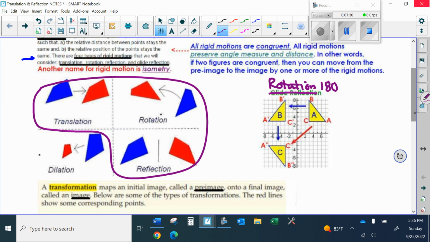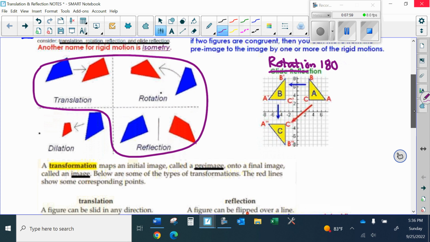Another way to see it's a rotation of 180 is if I take a point and its corresponding point and I connect them, it will always go through the origin. If I connect this one and this one, it will go right through the origin. I connect this one and this one, corresponding points, it'll go right through the origin. So if I can connect the pre-image to the image, corresponding points, and it goes through the origin, that's always a rotation of 180. Okay, just so you know that. So correct that on your note sheet right there.